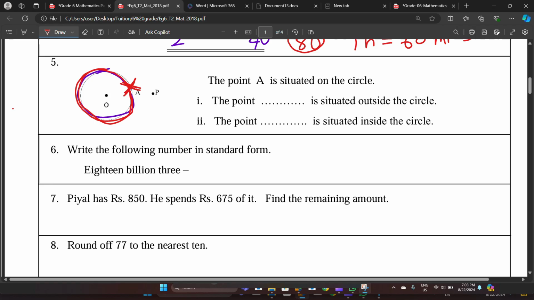So this is what this sentence means: the point A is situated on the circle. The term "on" is important. On the circle. Okay, now the point that is situated outside the circle. What is the point that is situated outside the circle?